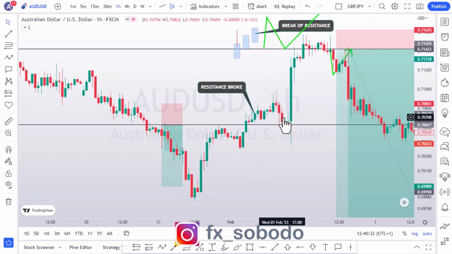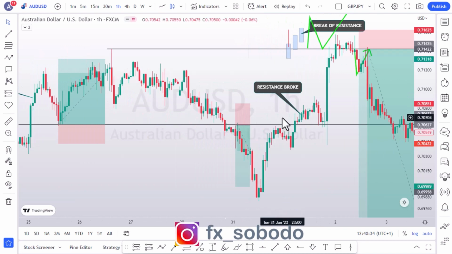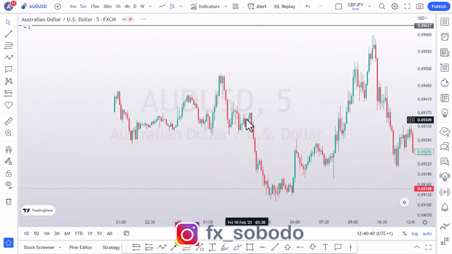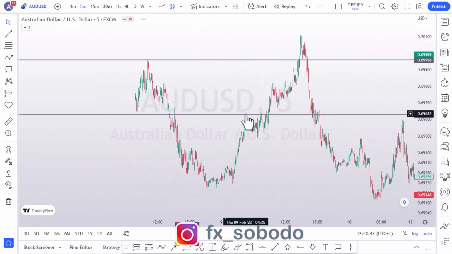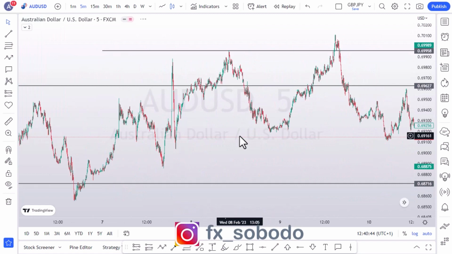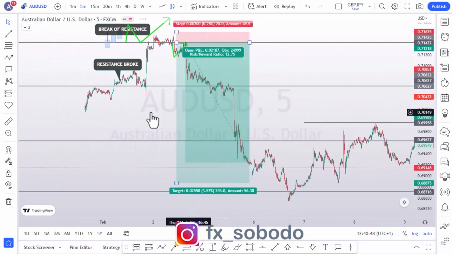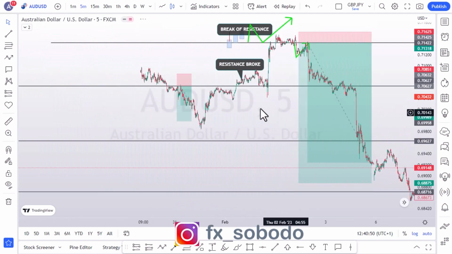Can I tell you one thing? At times it's necessary to just zoom into your 5 minute time frame and wait for the retest, because you will see what will happen. Let me show you something. It will shock you. It will blow your mind.